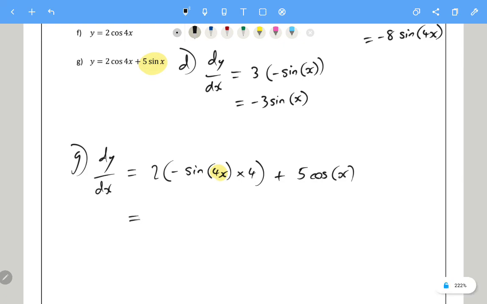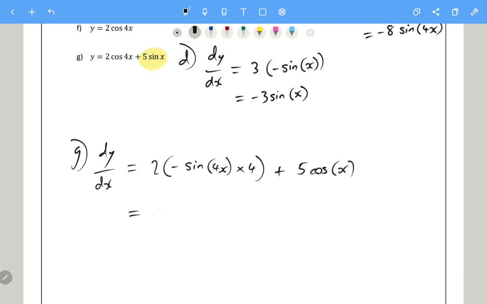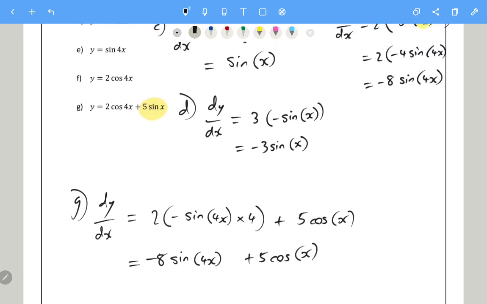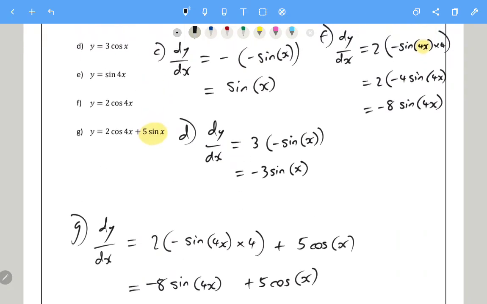Alrighty, just a bit of clean up to do. On the left hand part, this whole thing combines to being negative 8 sine 4x plus 5 cosine of x. And that is the derivative of sine and cosine.